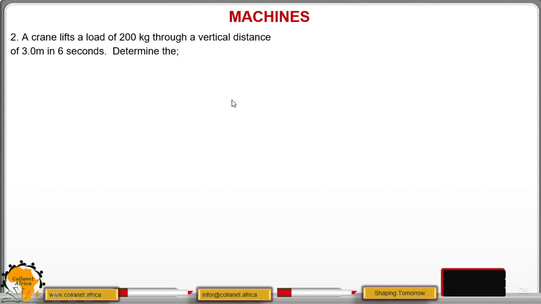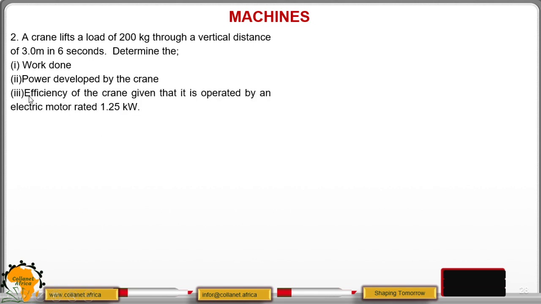From there, we can move to a second example. A crane lifts a load of 200 kg through a vertical distance of 3 meters in 6 seconds. Determine part 1, work done; part 2, power developed by the crane; and part 3, efficiency of the crane, given that it is operated by an electric motor rated 1.25 kilowatts.